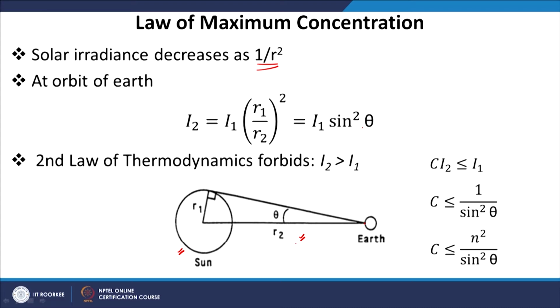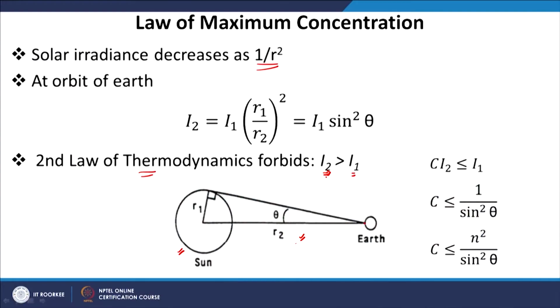Now, what does the second law of thermodynamics say? That I2 cannot be greater than I1. That is the second law limitation. That means heat cannot transfer from a low temperature body to a high temperature body. So, because the sun is the source of this radiation and the intensity at the surface is I1, this intensity cannot become greater than I1. So, I2 cannot be greater than I1, that is the thermodynamic limitation on this.